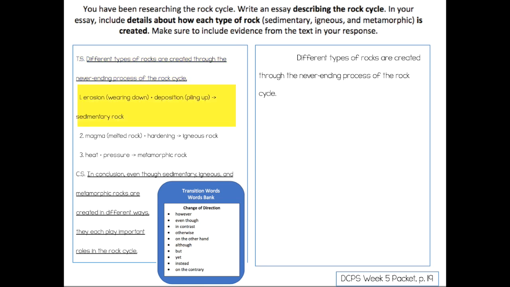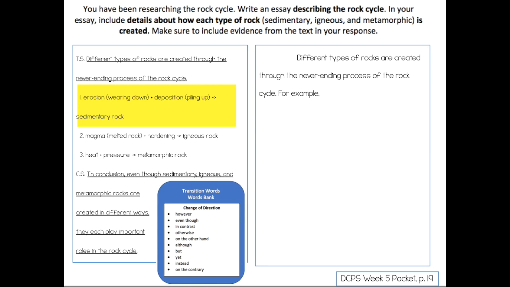So now, our first detail, I'm reminding myself, going back to my outline, that I'm talking about the formation of sedimentary rock. Are we changing direction here from our TS to talking about sedimentary rock? Are we introducing a new idea? Not exactly. We're really taking this idea of the creation of different types of rocks and getting more specific talking about sedimentary. So rather than a change of direction transition word, we'll use a different transition phrase. I chose for example because it shows that we're getting more specific. We're giving an example of one process by which rocks are created.